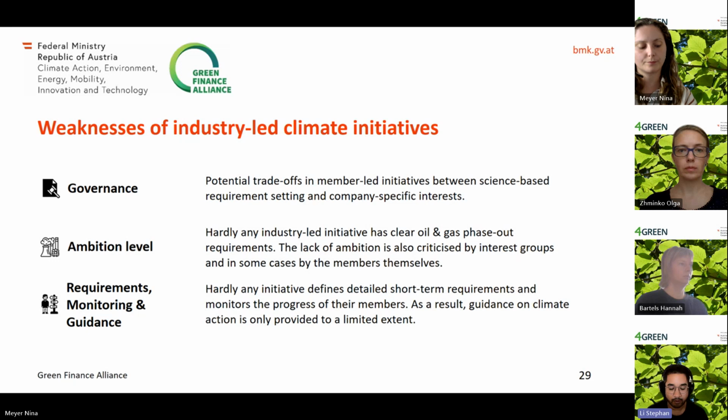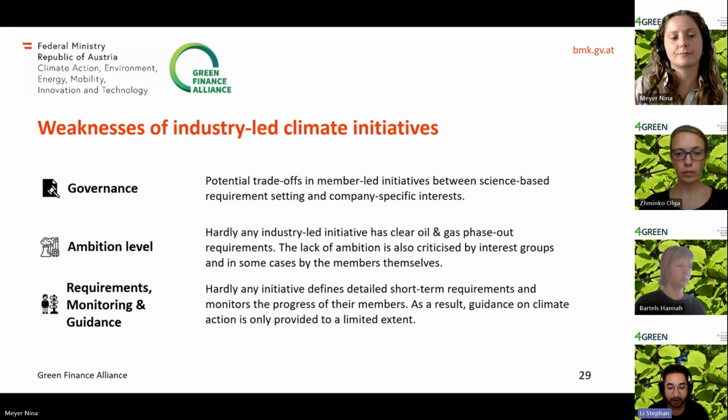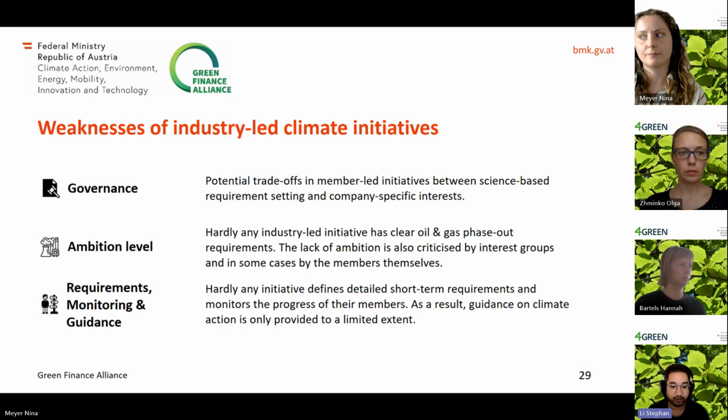But beyond that, we see also content-wise some structural issues with these initiatives. One of the main ones is their relatively low ambition, especially when it comes to fossil fuels. Moreover, we see that these initiatives sometimes lack clearer guidance, especially as requirements are usually set on a long or medium term and not so much on the short term. So it gives members no clear step-by-step guidance on what to do next. And the overall issue related to that, in our view, is the governance, which is driven by the members and not by what science would actually tell you to do.